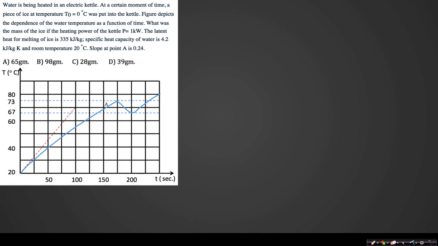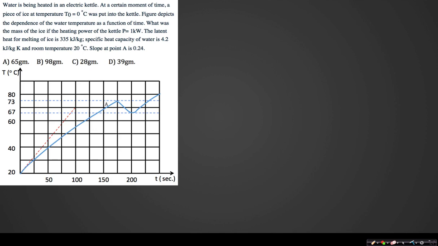Today we'll discuss a few more questions on the heat chapter. So let's start with the first question. This question is a nice adaptation of a question that appeared in Olympiad. So let us try to understand what the question statement is.